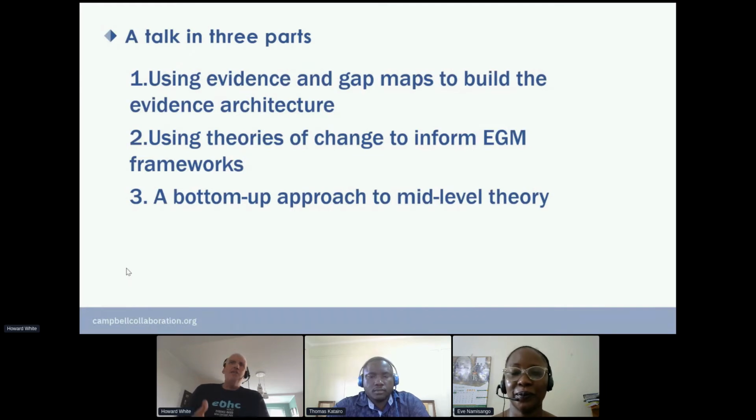Earlier this afternoon we had a presentation of the Campbell Wikipedia project, where a team of volunteers puts references to Campbell reviews into relevant Wikipedia entries, and therefore increases the discoverability and use of evidence from Campbell reviews, with many people, college students, decision makers, and so on.